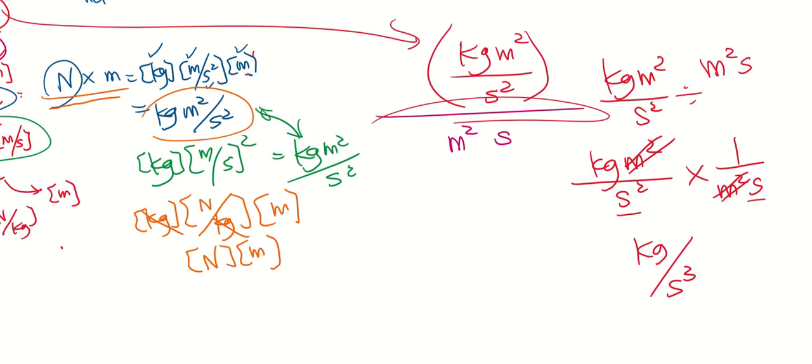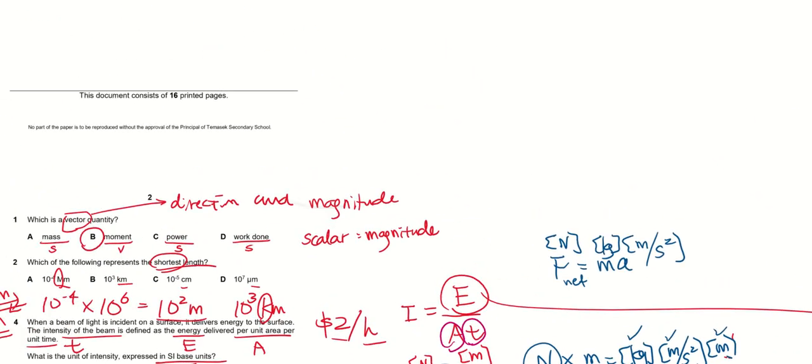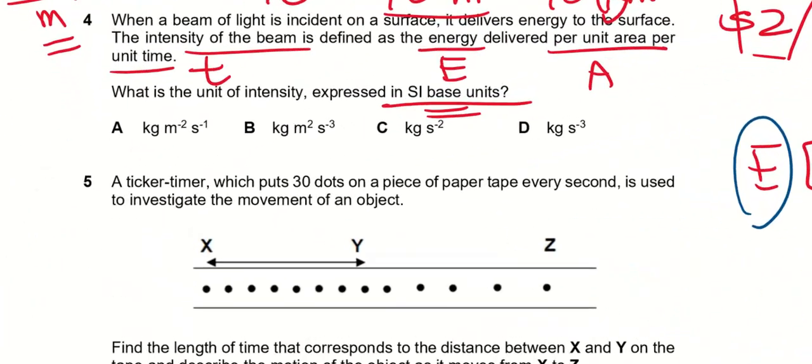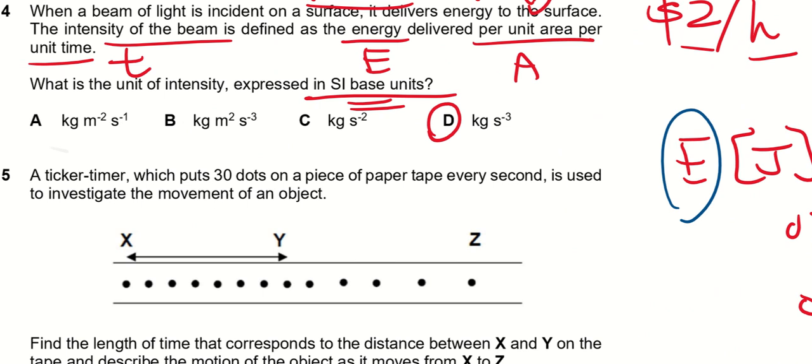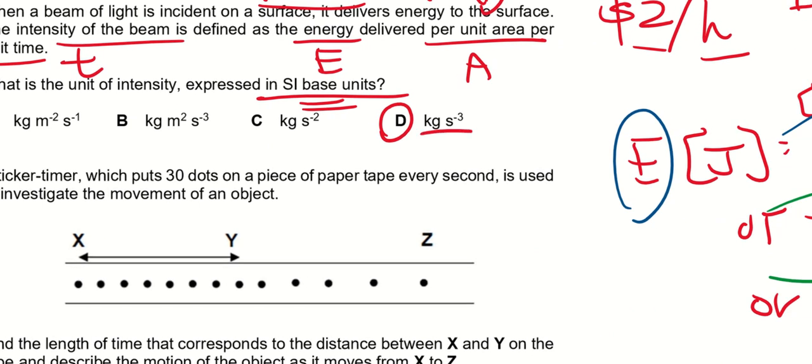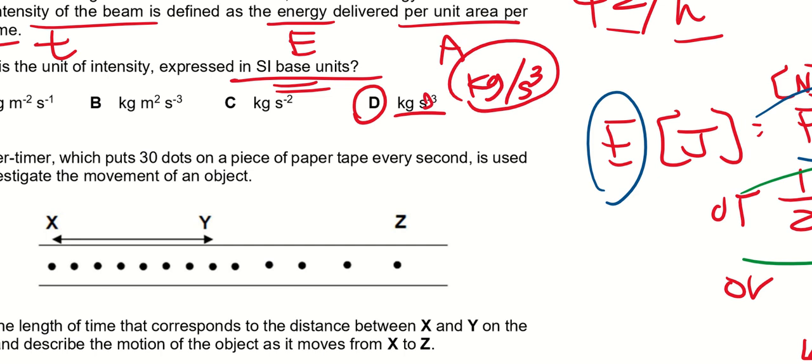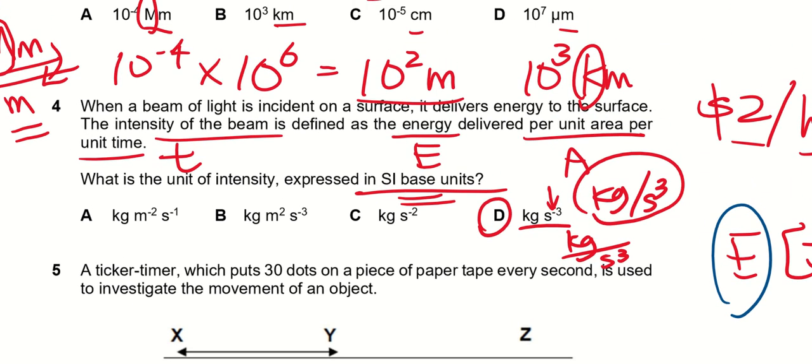Let's see if there's any answer corresponding to this. Kg over s cubed. We have answer D. So D is the answer for question 4. So how is kg s to the power minus 3 equal to kg over s cubed? Because this was the answer that I got. For negative indices, it just means that it is 1 over. So it is kg over s cubed. This is your negative index. So question 4, answer is D.